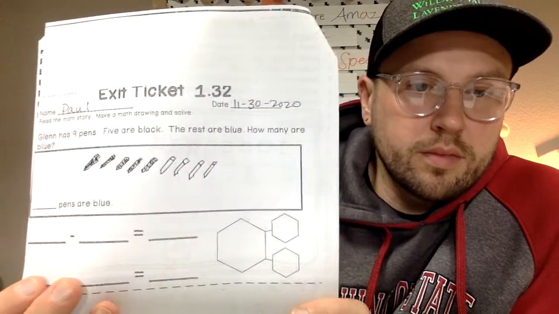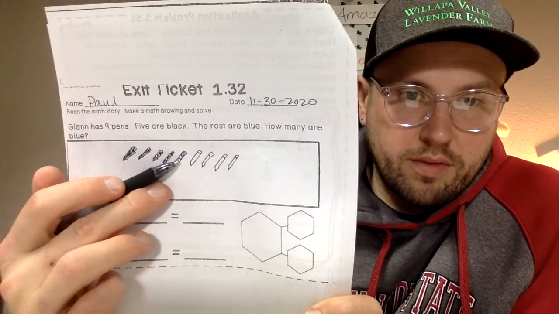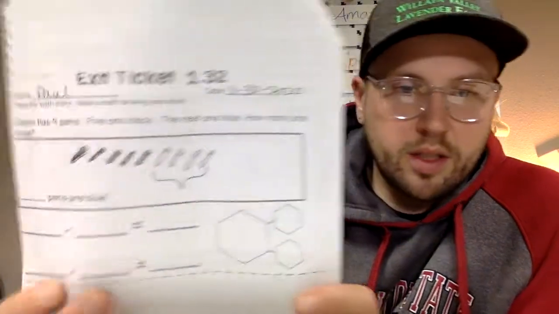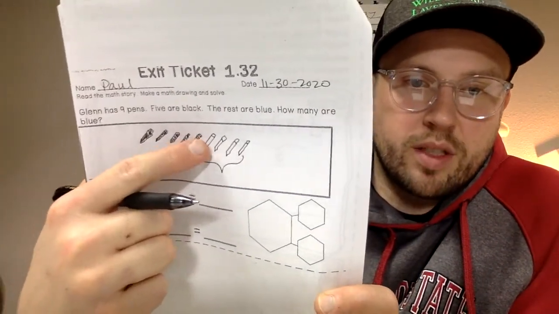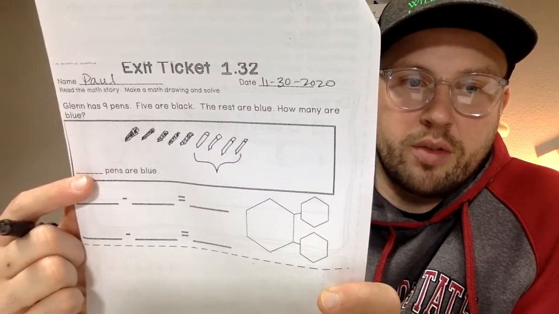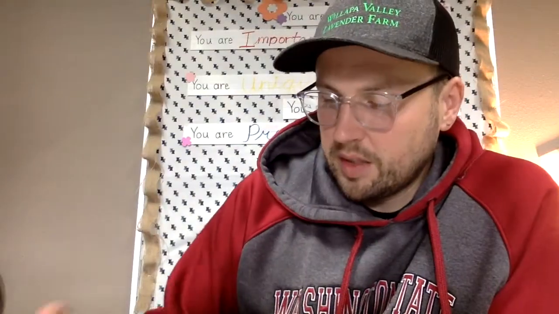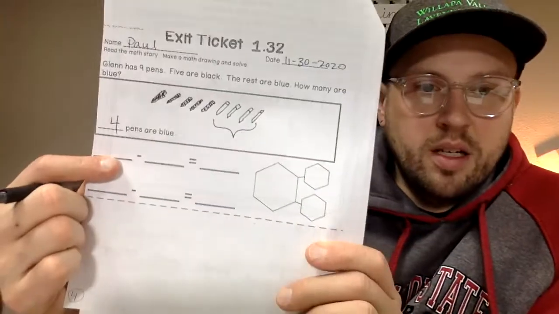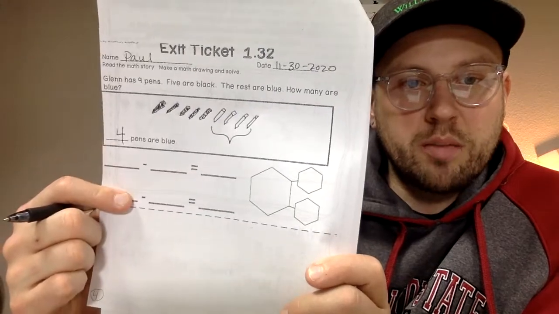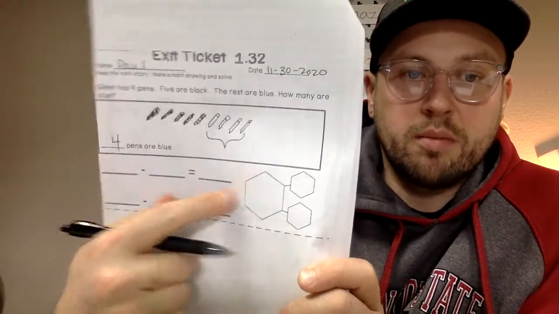5 of them are black. Okay, so I'm going to color 1, 2, 3, 4, 5. 1, 2, 3, 4, 5. The rest are blue. How many is the rest? 1, 2, 3, 4. So we're going to write 4 here. 4 pens are blue. Okay. Down here in the bottom, we're going to write 2 different subtraction number sentences and a number bond.